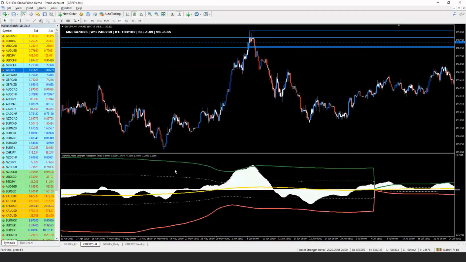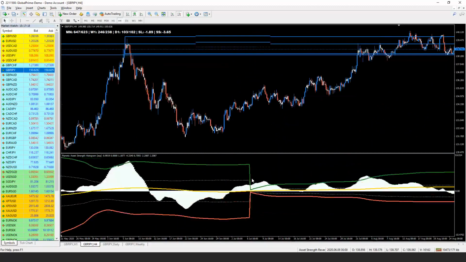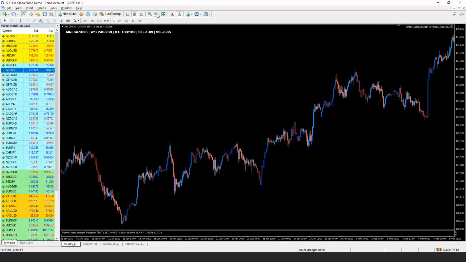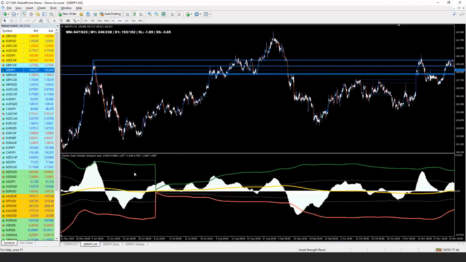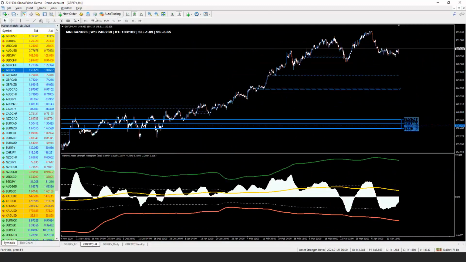But what I like to do, and this is something that you guys can now use, is that I like to look for this. This to me is really important information. Let me zoom out a little bit so we have more data.